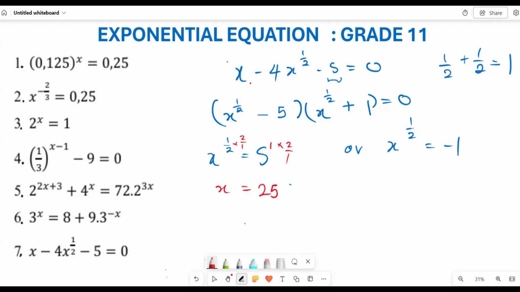And then when I come here, remember since it's the same as negative 1, here I am not going to have a solution, right? So here it's going to be no solution for this one, right?